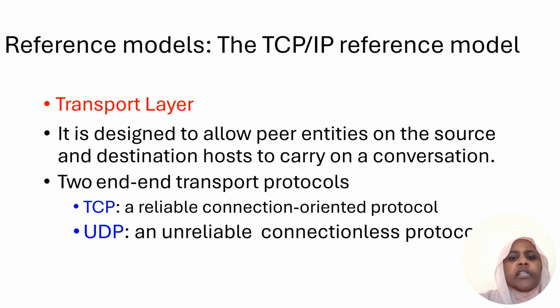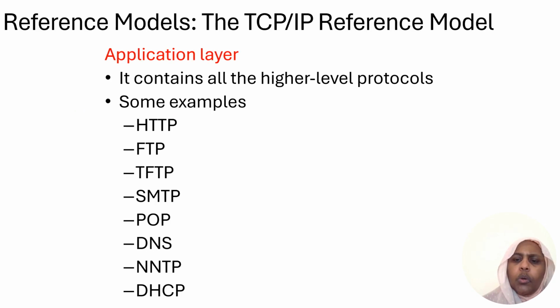The transport layer is designed to allow peer entities, that's to say source and destination, to carry on a conversation. It has 2 protocols: Transmission Control Protocol, a reliable connection-oriented protocol, and User Datagram Protocol, an unreliable connectionless protocol. The application layer uses similar protocols to those used by the OSI reference model: HTTP, FTP, TFTP, SMTP, POP, DNS, Network News Transfer Protocol, Dynamic Host Configuration Protocol, and so forth.